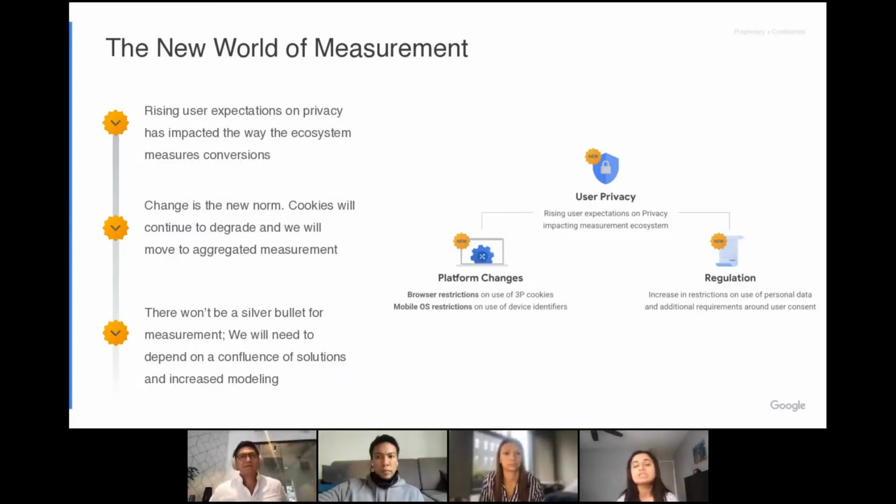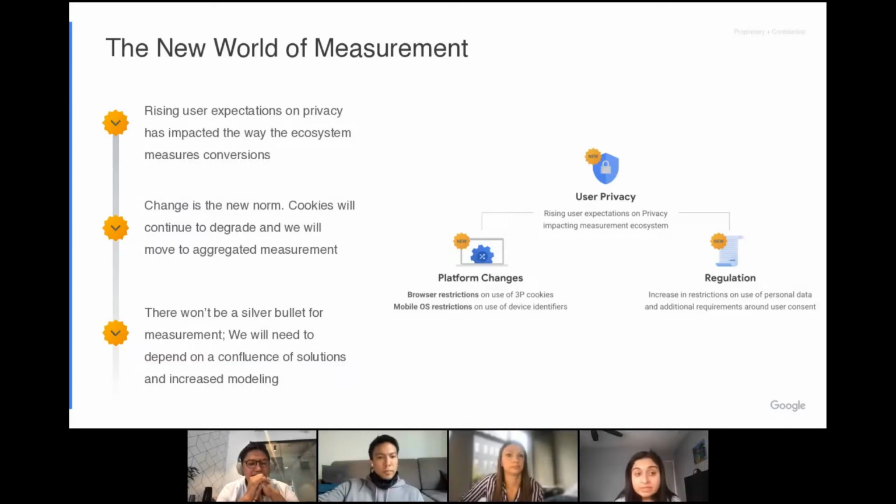And internally, we look at these changes manifest themselves in two ways. One is either through platform changes like Apple ITP or Firefox ETP. And then the second is regulations, which actually exist primarily in the EEA plus UK market. What these regulations and platform changes have resulted in is a degradation of cookies. So, we're already seeing cookies degrade from several changes. We're only going to see them degrade even more. And overall, as a company, we're moving to more and more aggregated forms of measurement that are more privacy safe.